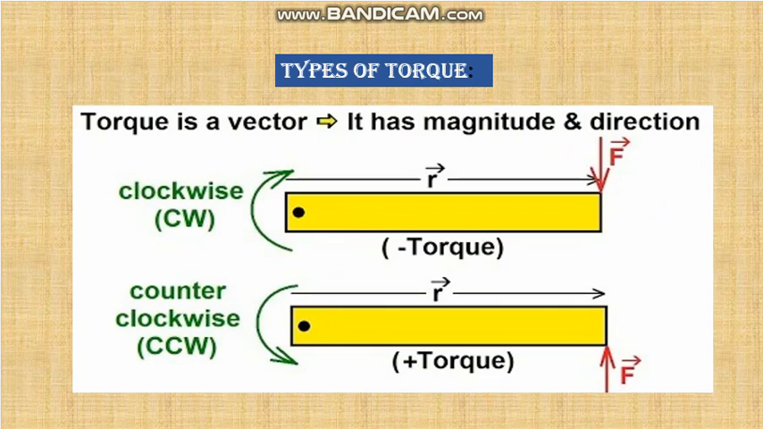There are two types of torque. First one is negative torque. The clockwise torque is called negative torque. The anti-clockwise torque is called positive torque. Positive torque is also known as counterclockwise torque.